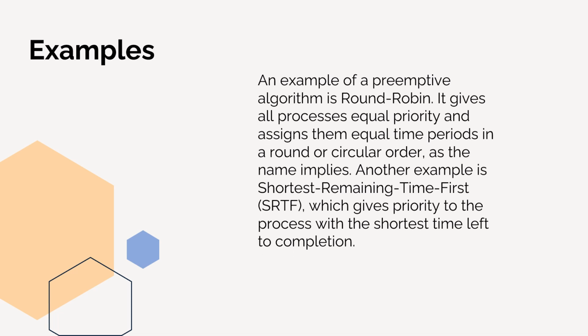Here are some examples of primitive scheduling. An example of a primitive algorithm is round robin. It gives all processes equal priority and assigns them equal time periods in a round or circular order, as the name implies. Another example is shortest remaining time first, SRTF, which gives priority to the process with the shortest time left to completion.